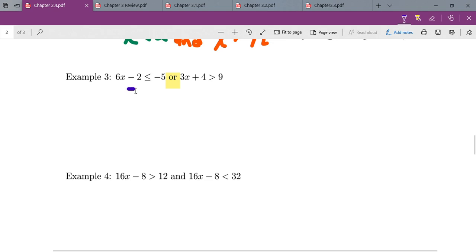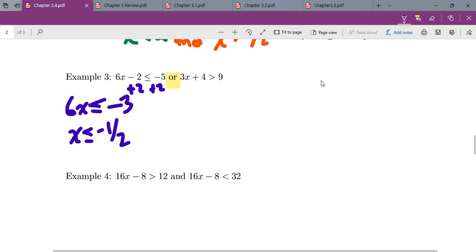Okay, so here I'm going to add 2 to both sides so that I get 6x less than or equal to, now if I add 2 to negative 5, I get negative 3. If I divide by 6 and simplify, I get x is less than or equal to negative 1/2. If you need to take extra steps in order to get there, be my guest. But you should be getting pretty quick at solving these by hand and simplifying them without so many steps by now. Now let's solve this other side.